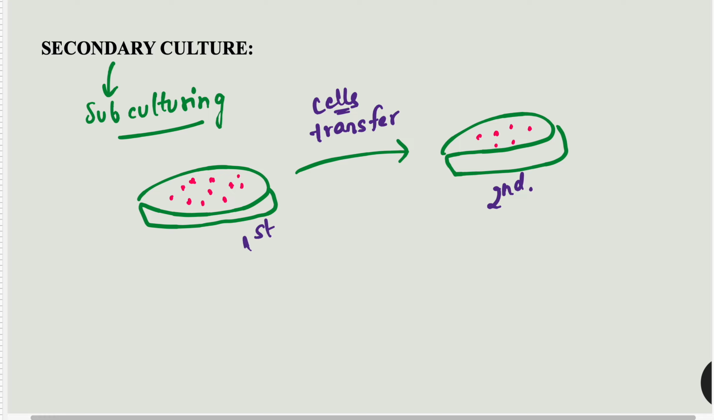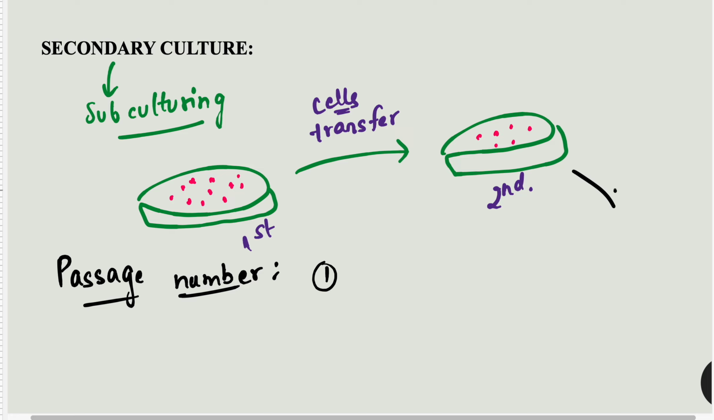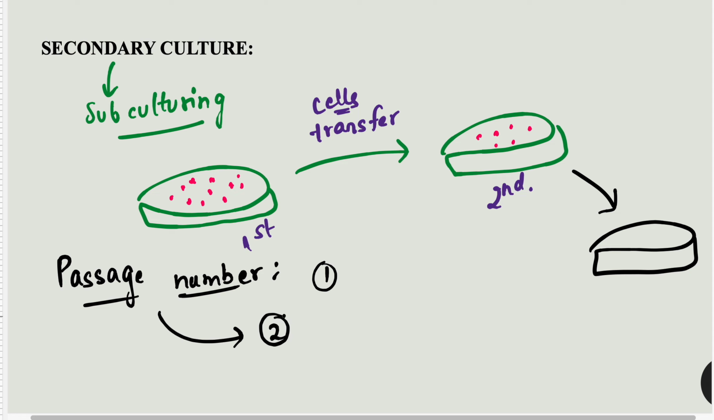Here we need to know an important term, that is passage number. Passage number is the number that indicates the number of times a culture has been subcultured. So if the culture is transferred one time, the passage number is 1. If it is transferred another time to another petri dish, the passage number is 2.